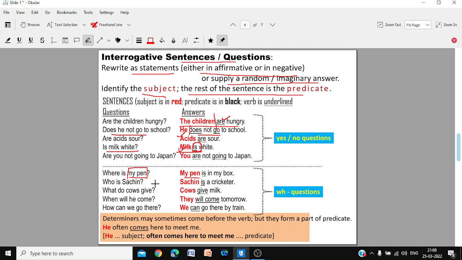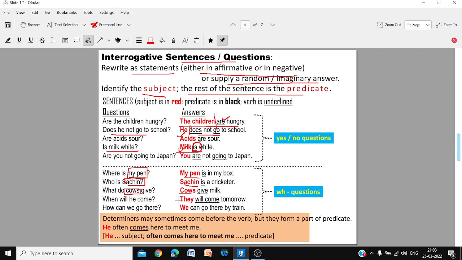Who is Sachin? Sachin is a cricketer. If you don't know, you can say Sachin is a footballer, Sachin is an engineer, Sachin is a doctor. It makes really no difference. Give an imaginary answer just to identify the subject. And once you know what is the subject, the remaining should be predicate. What do cows give? Cows give milk. Now, once you know the subject, the remaining should be predicate.